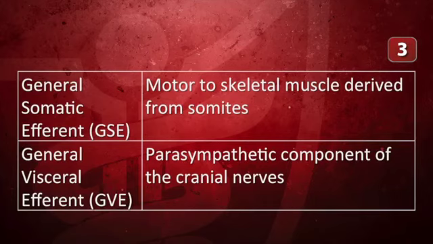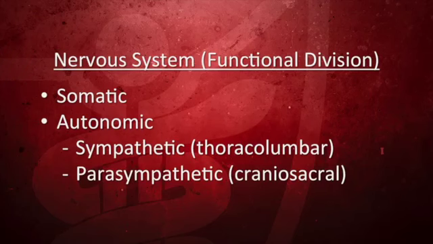General visceral efferent. This is the parasympathetic component of the cranial nerves. If you've watched the Solid Anatomy introductory lecture, you may recall that the nervous system may be functionally divided into a somatic nervous system and an autonomic nervous system. The autonomic nervous system, which is associated with involuntary visceral function, like heart rate and glandular activity, can be further divided into a sympathetic and parasympathetic system.